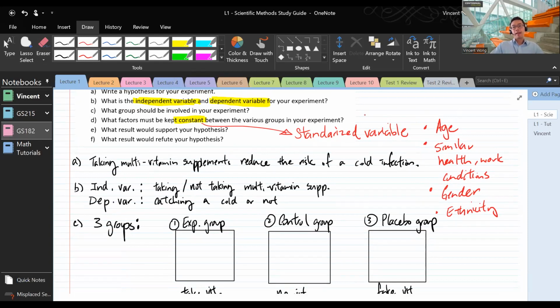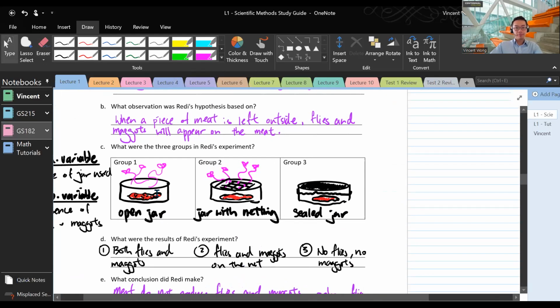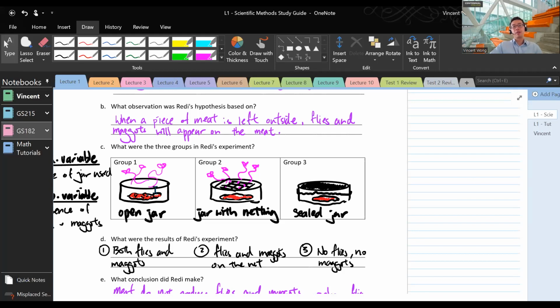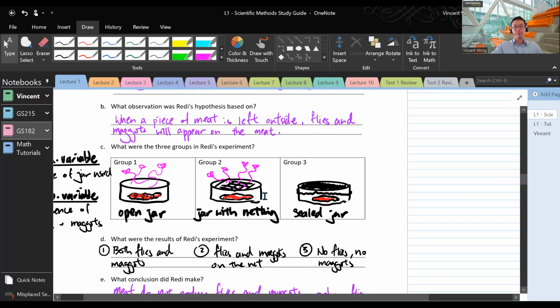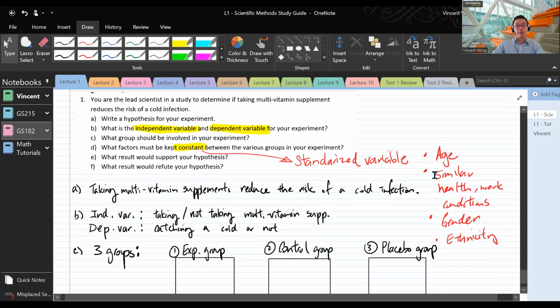Okay, in the context of Redi's experiment, the standardized variables would be that he got to use the same piece of meat. Okay, you got to use the same type of conditions, right? They have to, for example, leave all the jars outside in the same spot, right? He has to make sure that they are left outside for the same amount of time. Okay, so it's easier to control standardized variables when you're not dealing with humans, because humans are all different, right? But we try to standardize it as much as possible.